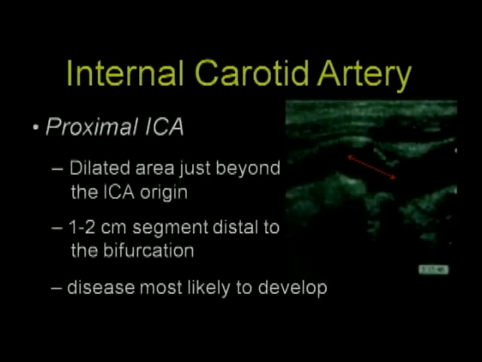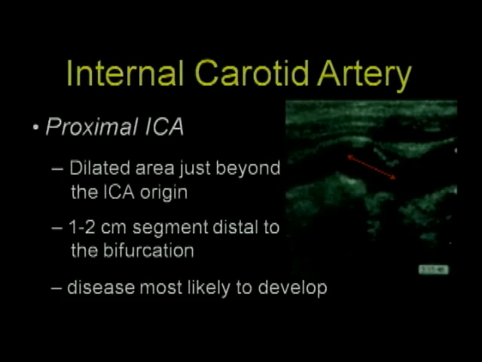Once you've evaluated the carotid bifurcation, you then want to move into the proximal internal carotid artery. Many times that will be a dilated area just beyond the ICA origin. For the sake of standardization within our laboratory, that is a 1 to 2 centimeter segment just beyond the bifurcation, and this is the area where disease is most likely to develop.